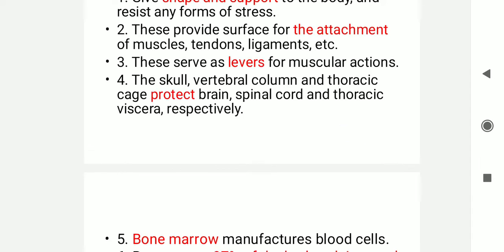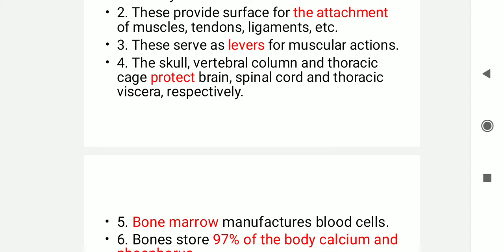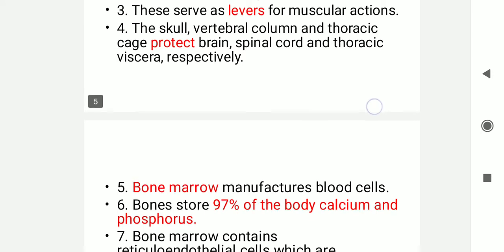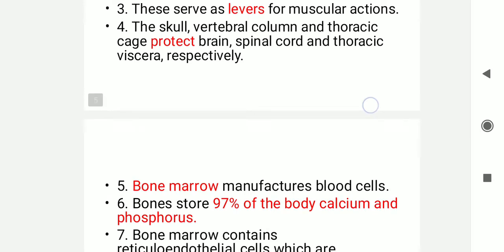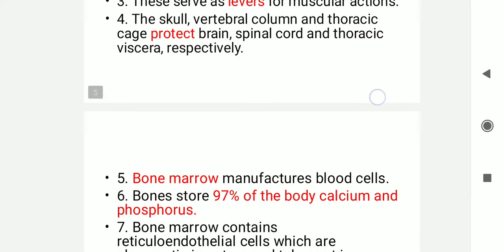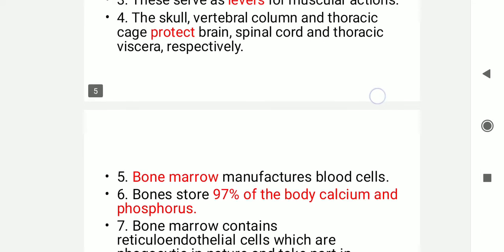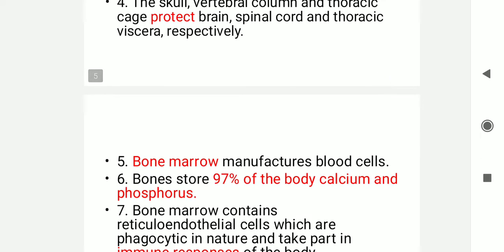Then protection. As you know, the brain is located in the skull. Many times during life we fall on the floor or get hit by a ball while playing, etc., on the skull. So the brain does not get directly injured, and it is protected by the bony skull. So its main function is protection. In this way, the spinal cord is protected by the vertebral column, as well as the thoracic cage, which is formed by the ribs, scapula, etc. It provides protection to the internal visceral organs.